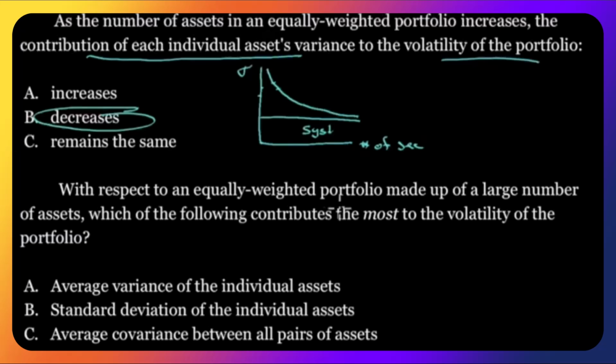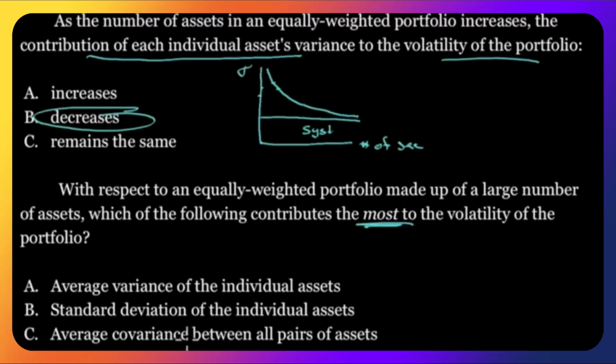With respect to an equally weighted portfolio made up of a large number of assets, which of the following contributes the most to the volatility of the portfolio? Average variance of the individual assets, the standard deviation of the individual assets. We can see that this is saying the same thing, really. Average covariance between all pairs of assets.